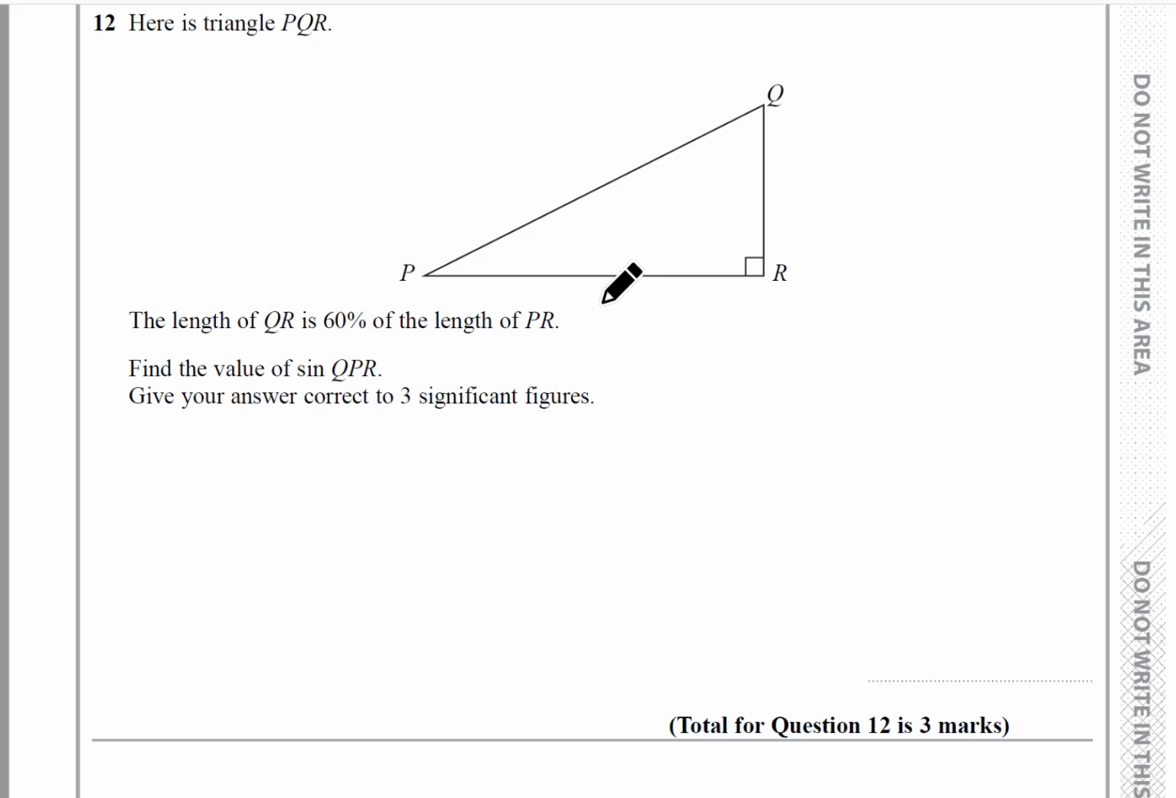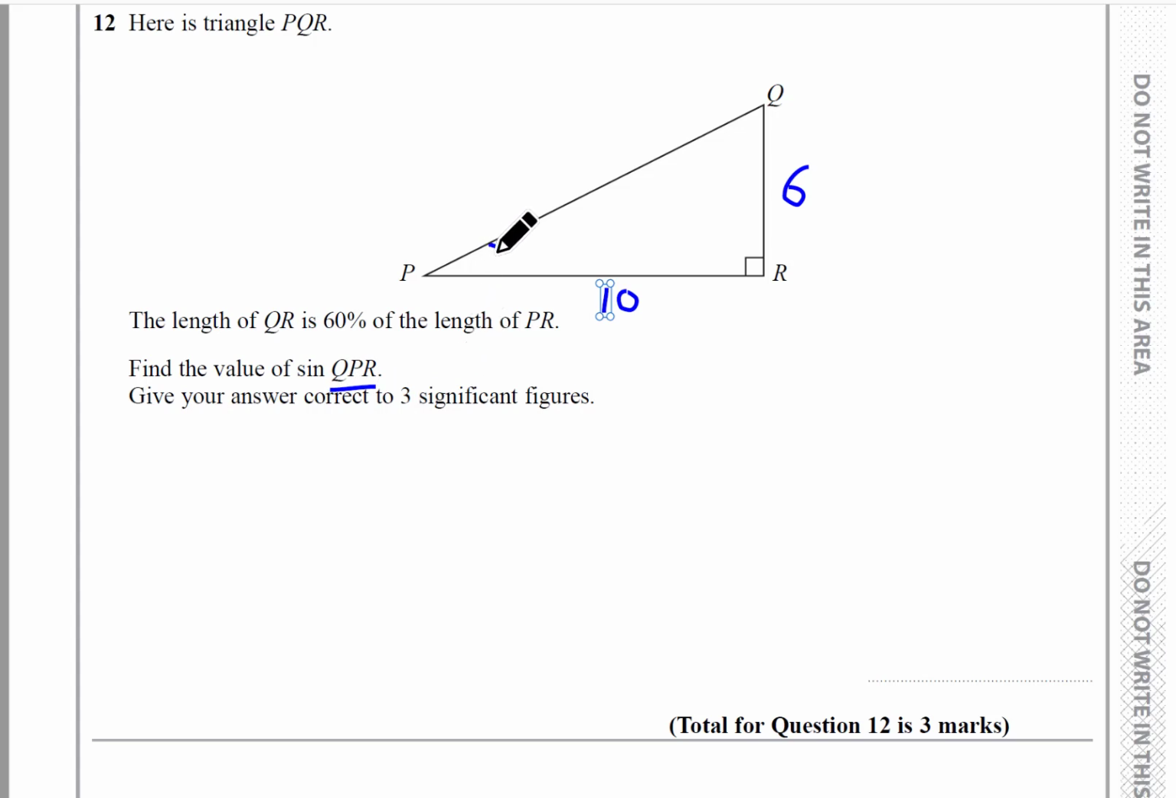Well, I could just say, if that was 10 even, that would be 6 because it's 60% of QR. Or you can use X, but let's just use a number to work with, and I think that should work. And you could simplify that to 5 to 3. The ratios are the same, but I'm going to use 10 to 6. And it says find the value of sine QPR.